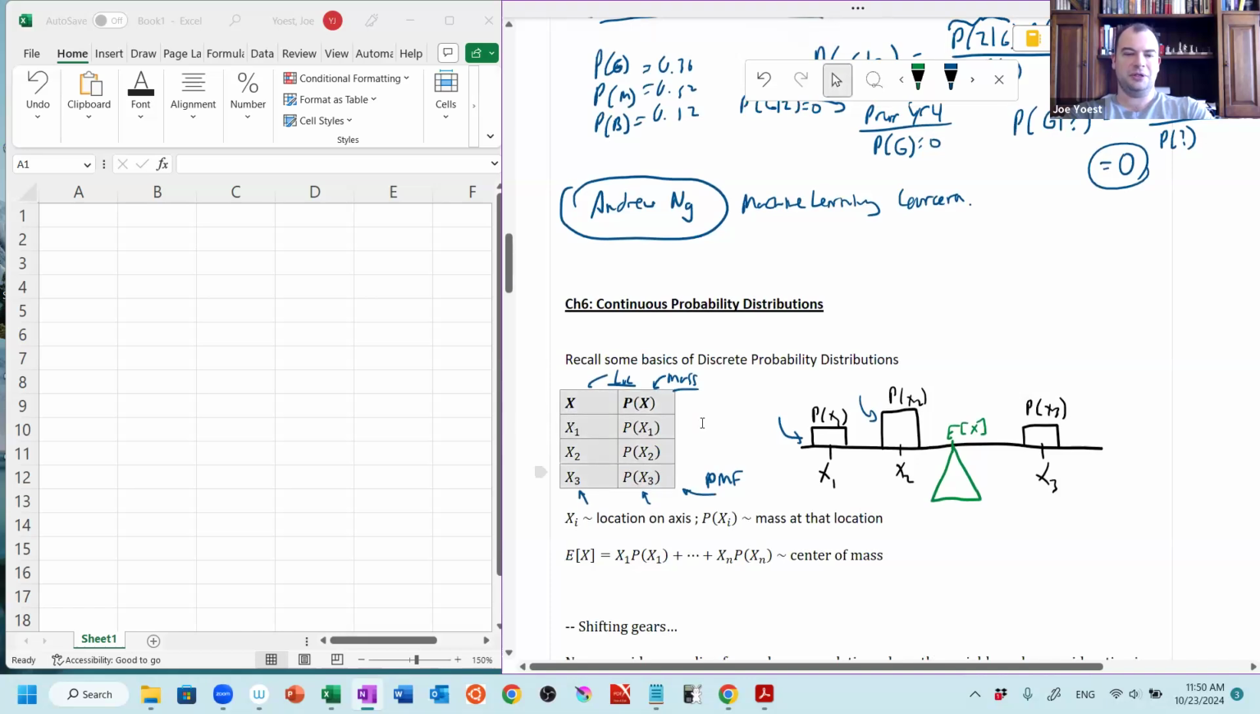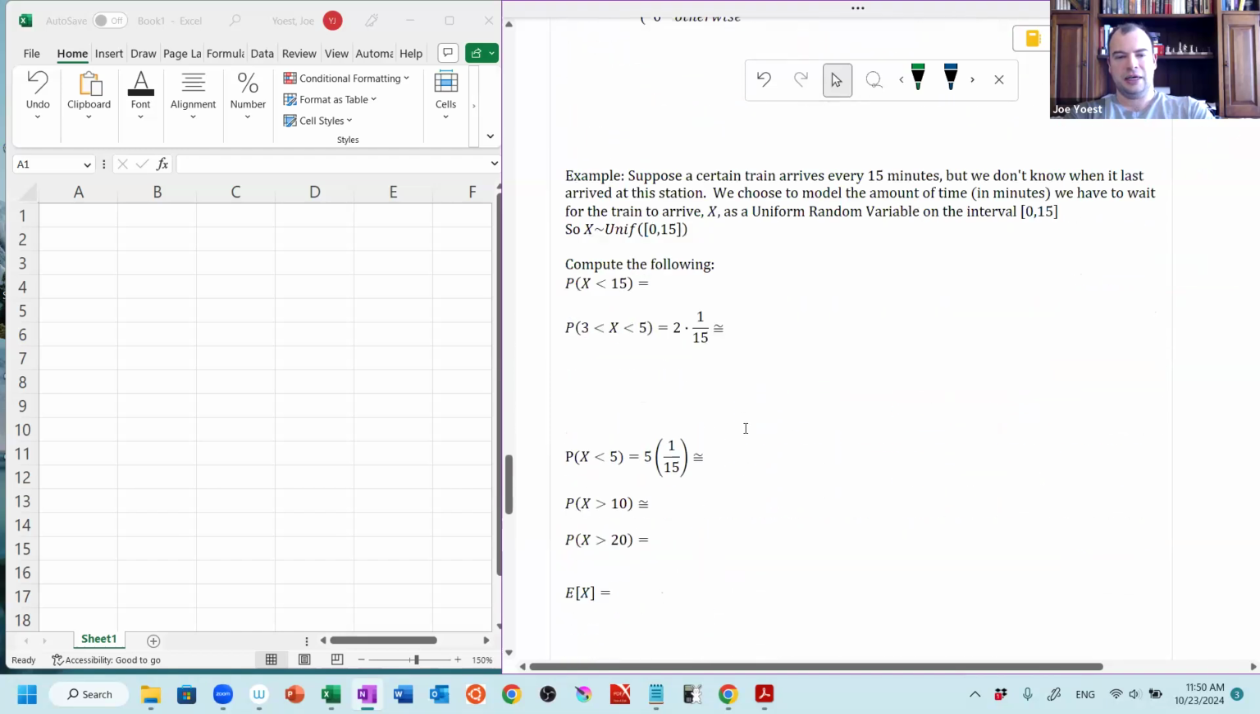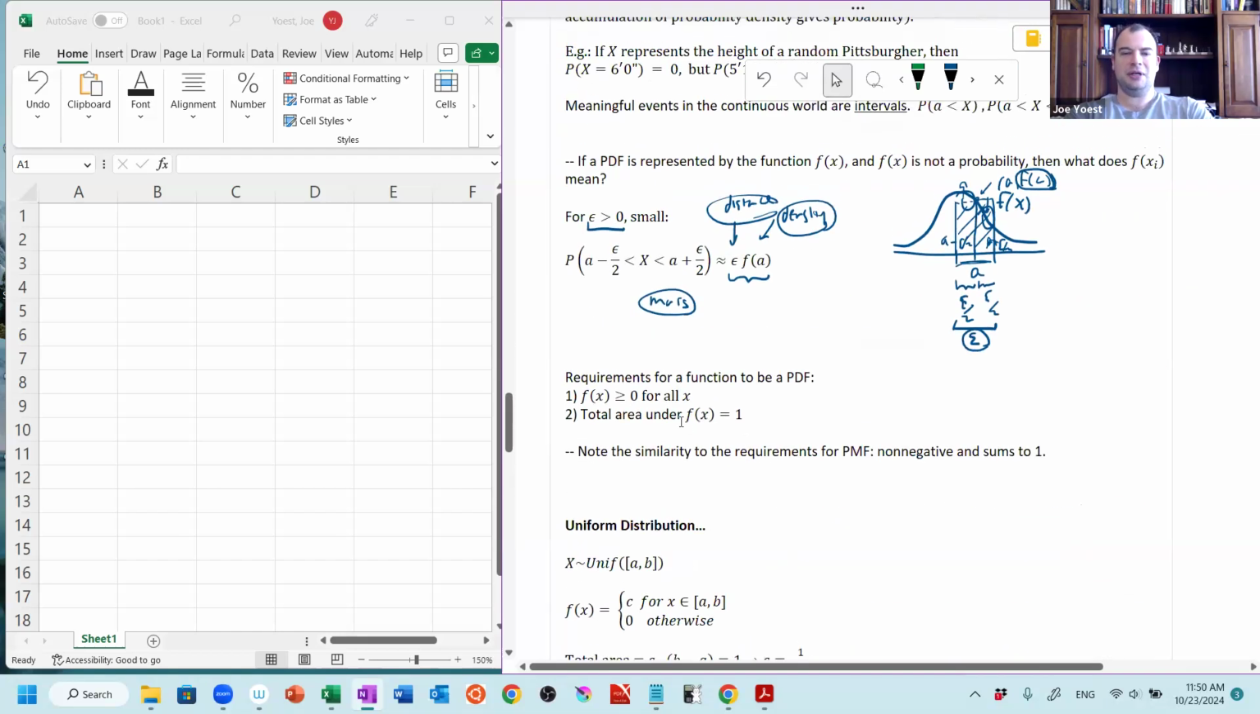For a discrete probability distribution or probability mass function, my probabilities had to be non-negative and they had to sum to 1. And we have the same thing down here. The probability densities have to be non-negative.